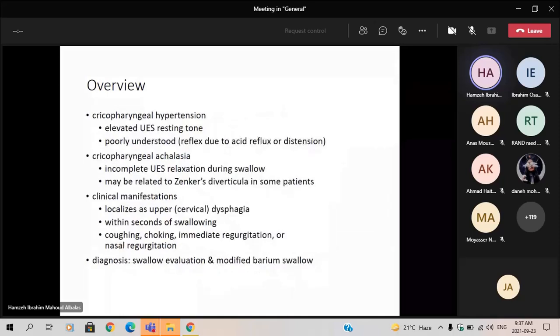So we have to do more investigation like upper endoscopy, barium swallow, barium meal, manometry, and pH manometry. There are many differential diagnoses, maybe due to pharyngeal hypertension or pharyngeal achalasia. Clinical manifestations include localized upper cervical dysphagia, coughing, choking within a second of swallowing, and immediate or nasal regurgitation. So we have to do a lot of investigation. It's a complicated problem. Thank you.